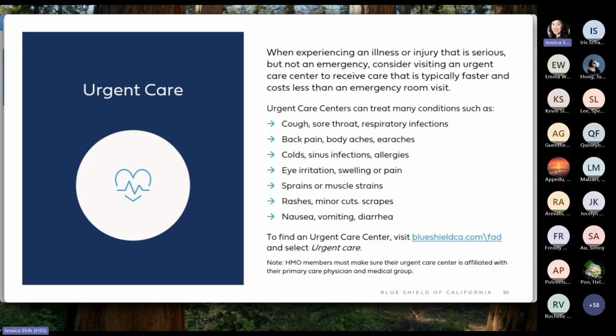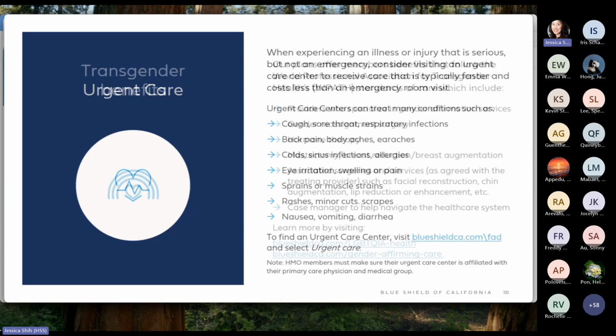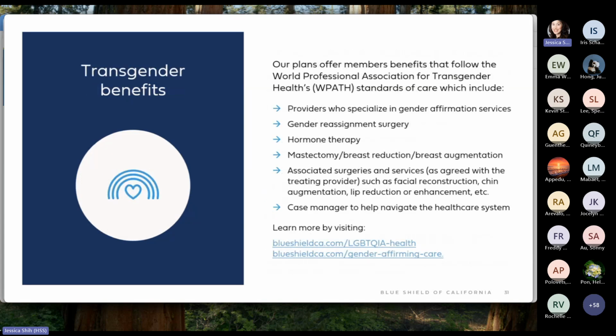All SFHSS members have access to transgender benefits, which follow the World Professional Association for Transgender Health's WPATH standards of care, which include providers who specialize in gender-affirming services, gender reassignment surgery, hormone therapy, mastectomy, breast reduction, breast augmentation, associated surgeries and services as agreed with the treating provider, such as facial reconstruction, chin augmentation, lip reduction or enhancement, etc.